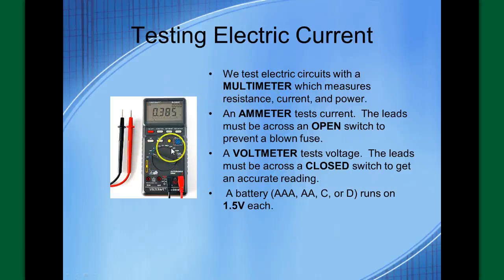You can see this dial in the middle that, if you look closely at a real one, has many functions, multiple functions that this meter can use. It can measure resistance, it can measure current, it can measure power, it can measure whether a circuit is complete or not. A multimeter can do a lot of different things. These are going to be very specific. An ammeter tests current, and that makes sense because current is measured in amps, so we call that an ammeter.